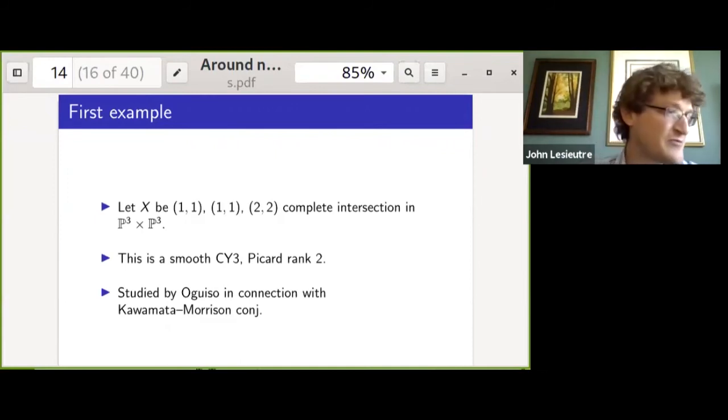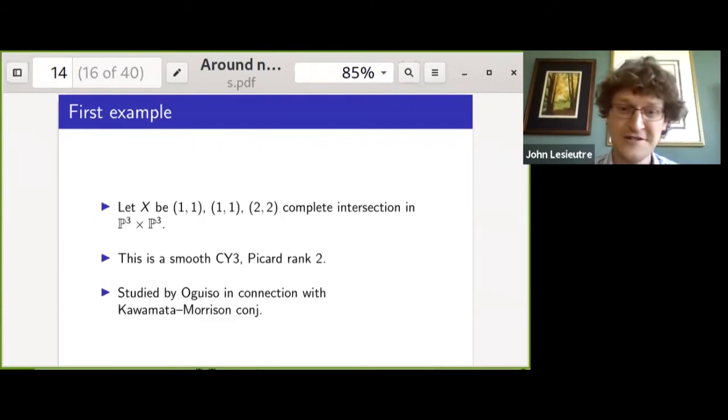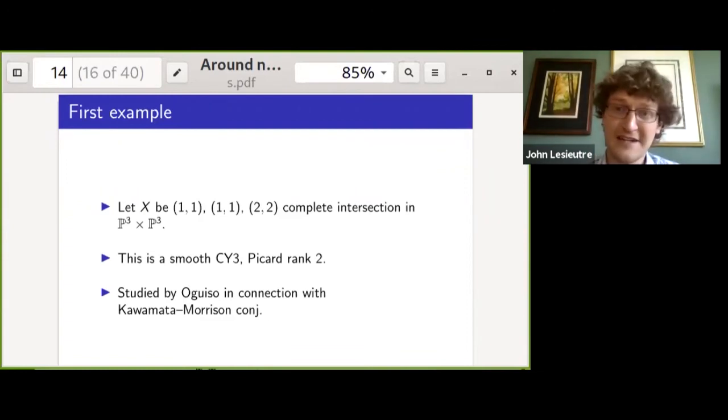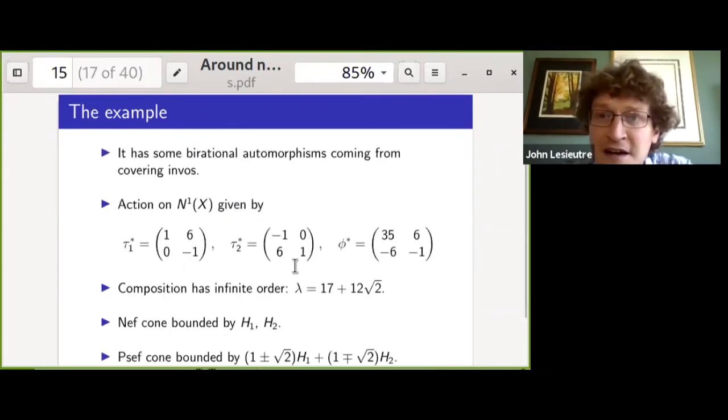So I have this 2-to-1 projection down to P3. The covering involution gives me a pseudo-automorphism. I could use the other P3 instead, and I would get a different covering involution, a different pseudo-automorphism. Each one independently is not so exciting. They're just involutions. But it turns out their composition has infinite order.